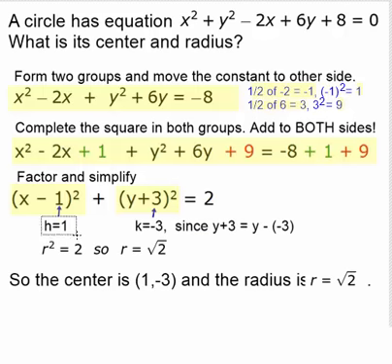And from this standard form, we see that h is 1 and k is -3, since y plus 3 is the same as y minus -3. r squared is 2, so that means r is the square root of 2. So our center is 1, -3, and the circle has a radius of r equals the square root of 2.